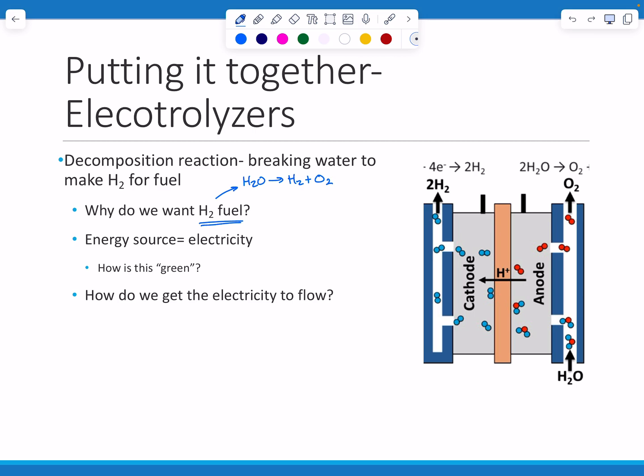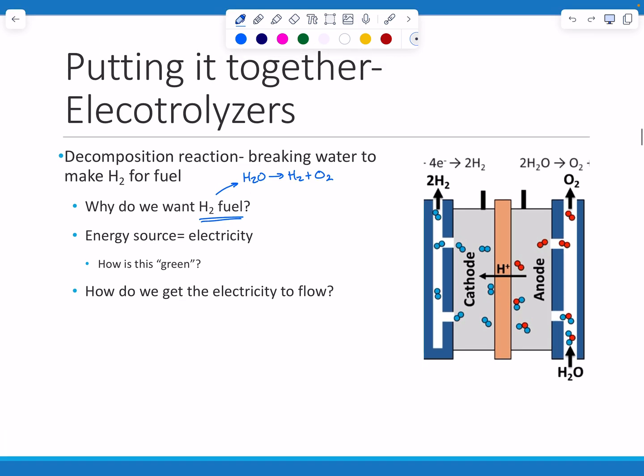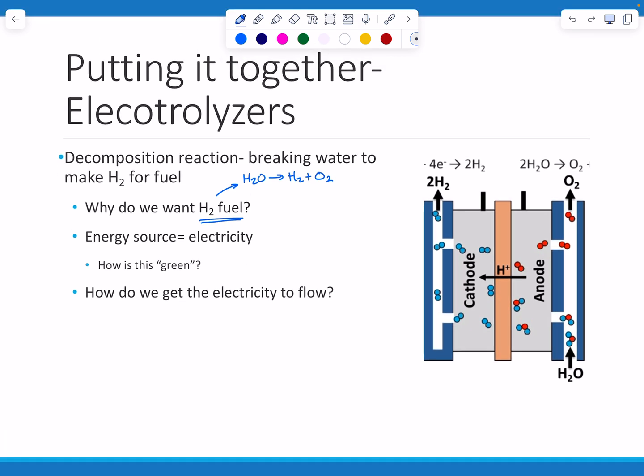That's not balanced, but I'm not going to worry about it. Hydrogen fuel can be a good portable source of energy for a combustion engine. And so how would we get it? The way we can do this is we have to put electricity in.